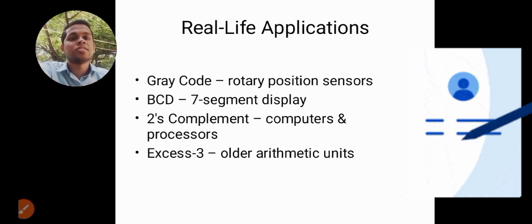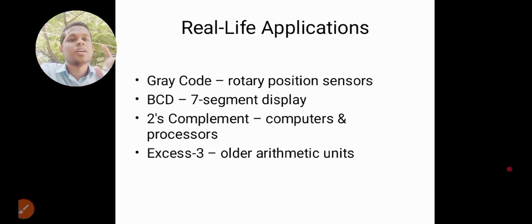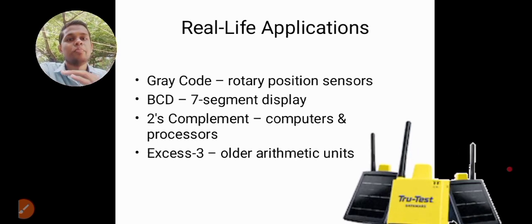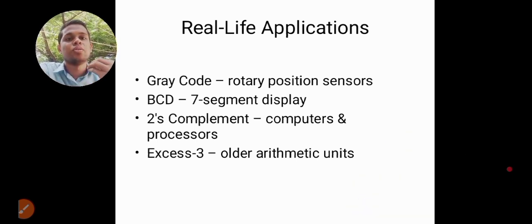Without any boring concepts, I explained it briefly. Gray code is used in rotary and position sensors for robotic arms, etc., to move with bit by bit change, only one bit changing, so errors can be reduced. BCD means a 7-segment display.